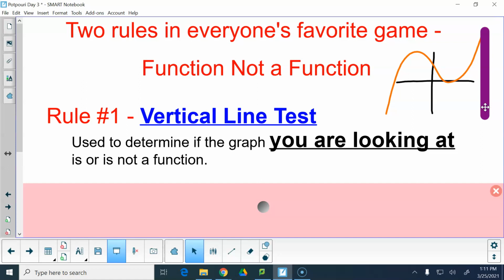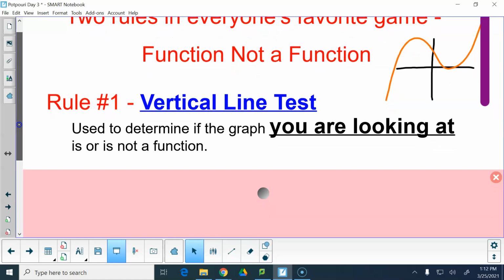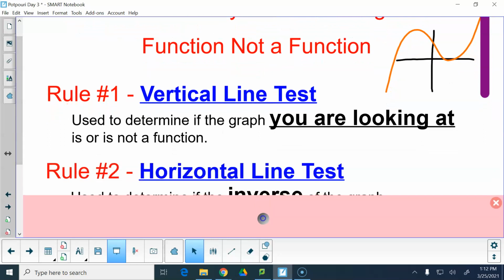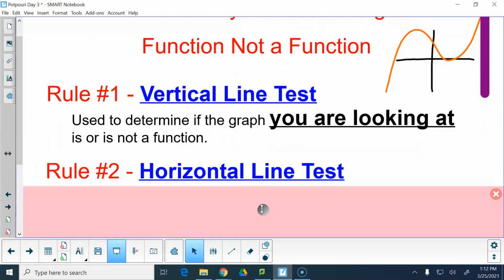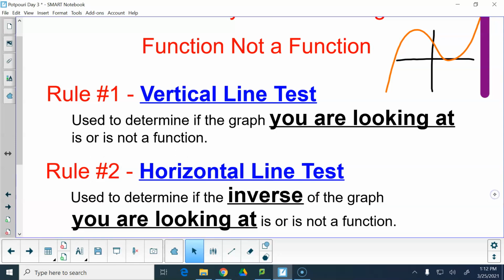Love it. Okay. Rule number 2. Now we're going to add in rule number 2. Now I'm going to take that vertical line and flip it sideways, on its side. So what's that now? It's going to be the horizontal line test. Now the horizontal line test is going to be used to tell me if the inverse of what we're looking at is or isn't a function.